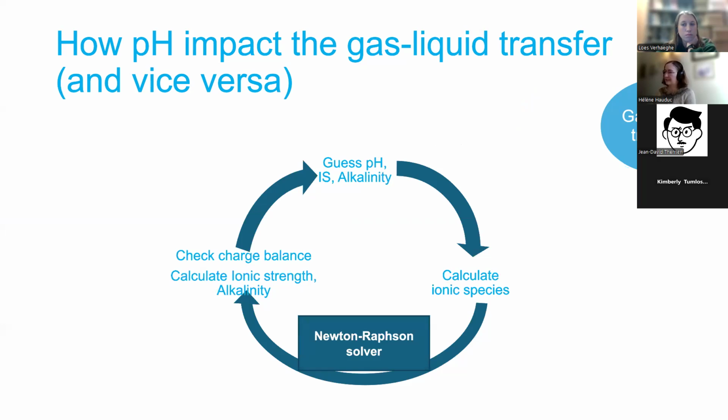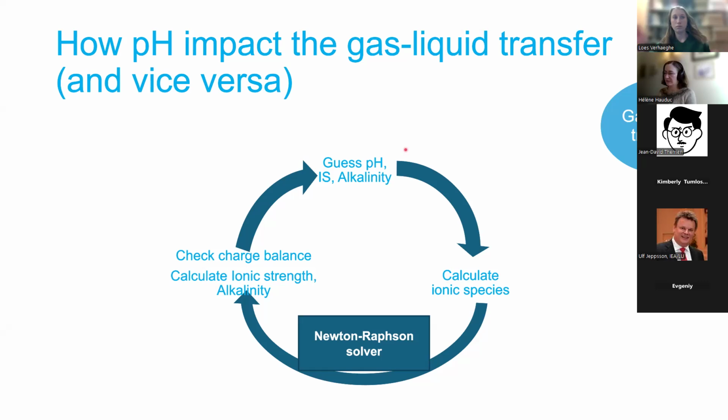And again, this is how the pH is solved: by calculating those ionic species and then reevaluating the charge balance and the pH, until everything matches.